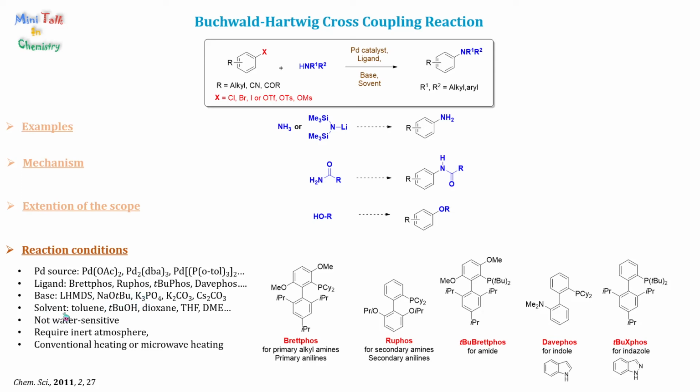The reaction can be done in toluene, tert-butanol, dioxane, THF, or DME. It's not really water sensitive because sometimes 4% of water is added intentionally to help the palladium-2 reduction. The reaction requires an inert atmosphere but is not very sensitive to oxygen, and you can use conventional heating or microwave heating.